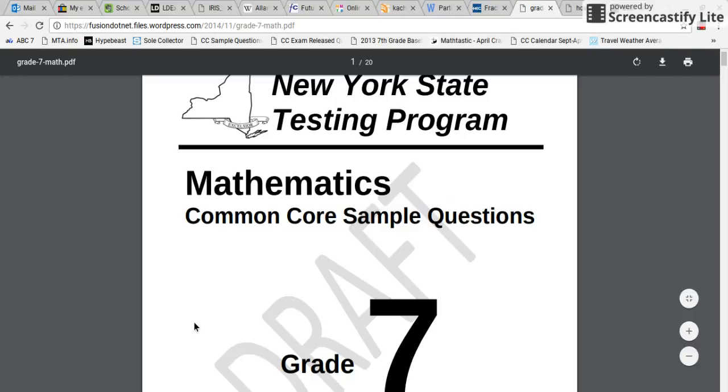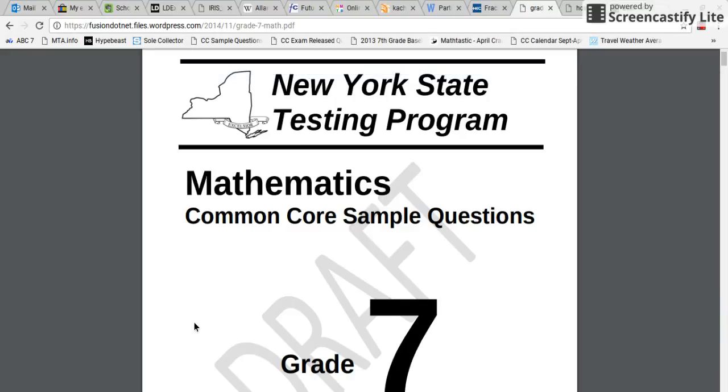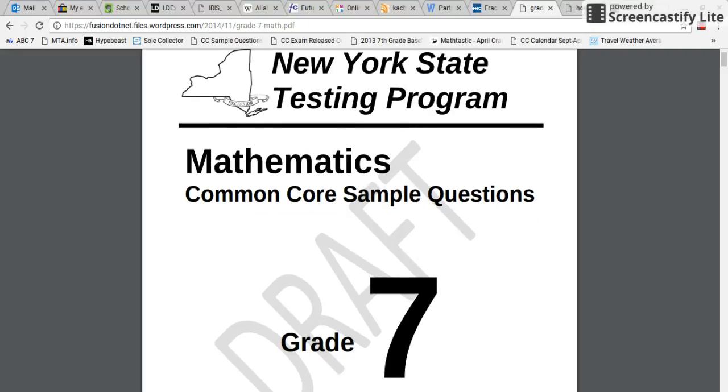So this packet here came out before the Common Core test came out in 2012. At the time, New York State had no idea what questions they were going to use. So as a result, the questions were just incredibly hard. But I always thought that these questions are also pretty good. So that's why I want to use this as bonus. And it's a really good learning opportunity for all of you.